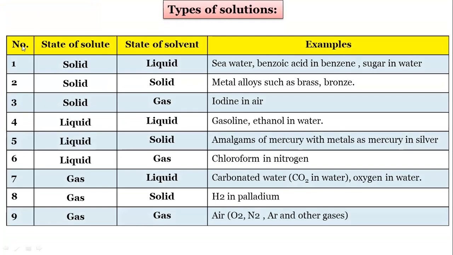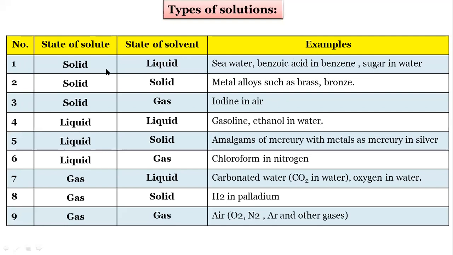So this is the first column. Serial number is shown. The second column is state of the solute. See the state of the solute. First three are solid, then second three are liquid, and this is gas. So state of solute, it is present in smaller proportion in the solution, and this is the state of solvent, which is present in larger proportion. This is also liquid, solid, gas, liquid, solid, gas, liquid, solid, gas, and we will see these examples one by one.